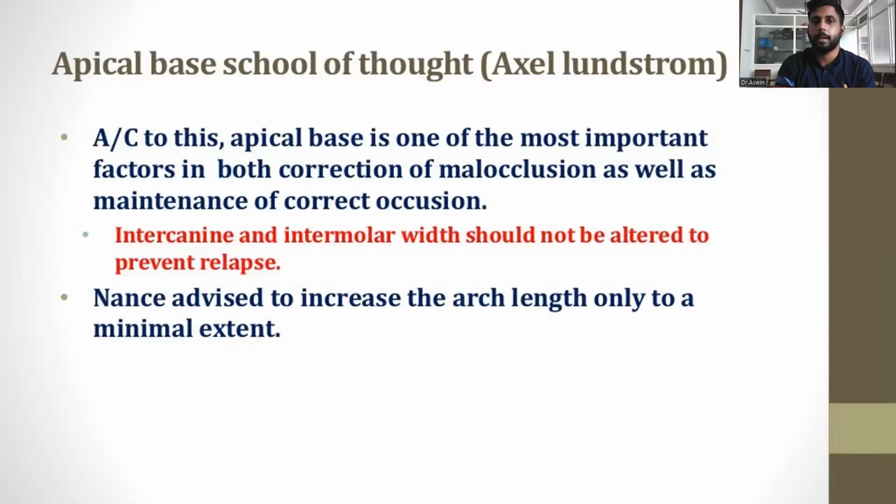So next is apical basal school given by Lundstrom. According to him, apical base is one of the most important factors in both correction of occlusion as well as maintenance of correct occlusion. So intercanine and intermolar width should not be altered to prevent the relapse. He advised to increase the arch length only to a minimal extent.